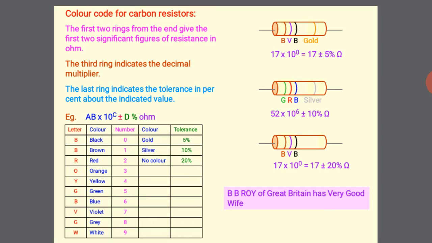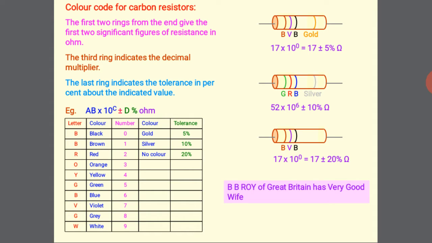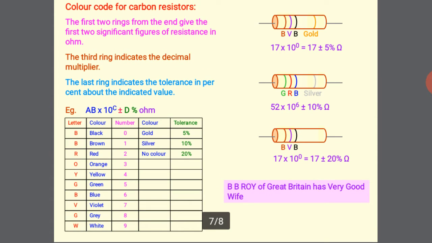So the resistance of the first resistor will be equal to 17 into 10 to the power 0. It is 17 because the first color is brown, the second one is violet and the third one is black. So it is written as 17 into 10 to the power 0 and the fourth color is gold. So the value of this resistance will be equal to 17 plus minus 5% ohm.